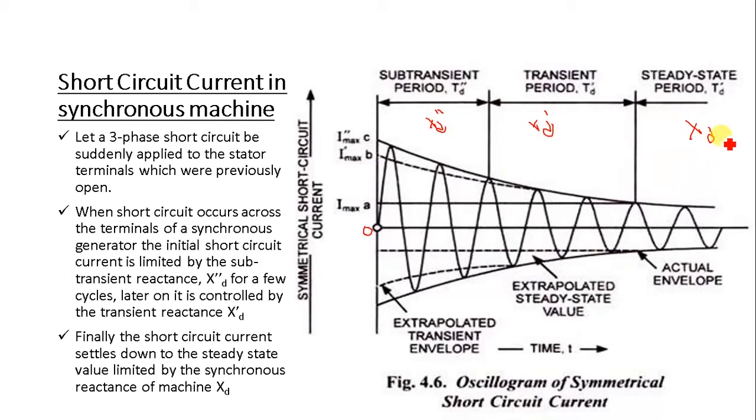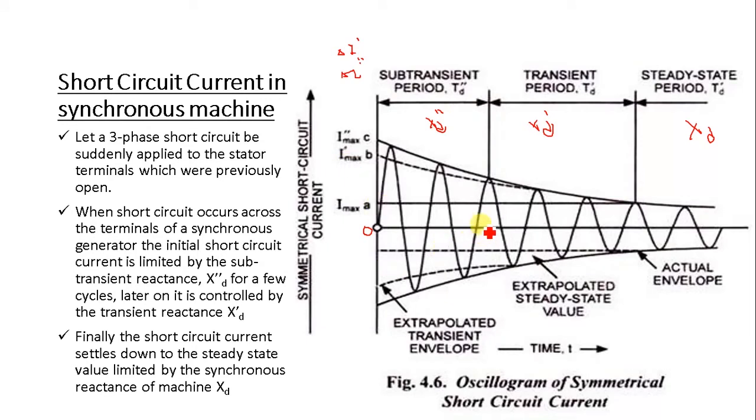If the transient envelope is extrapolated backward in time, the difference between the transient and subtransient envelopes in current is given by delta I. So if we take the difference between these currents, let's say it is delta I double dash, which is I double dash max minus I dash max. In that case, I dash max minus I max will be delta I dash. This is nothing but taking the difference between two currents.